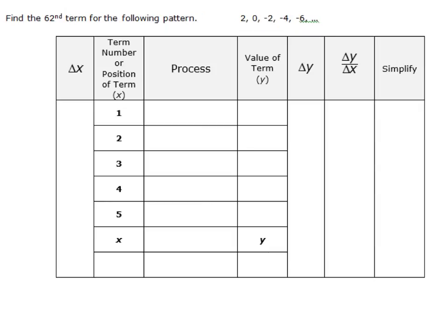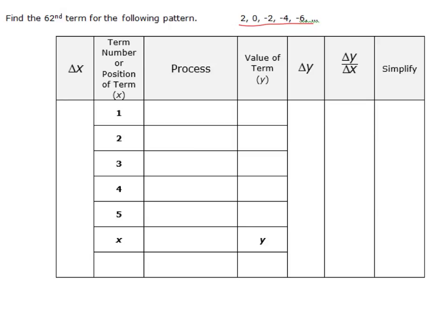In this video, we're going to talk about finite differences, which basically means finding the equation for a specific table. In this particular problem, we are given a sequence, and a sequence always starts at x equals 1. So my sequence is 2, 0, -2, -4, and -6.